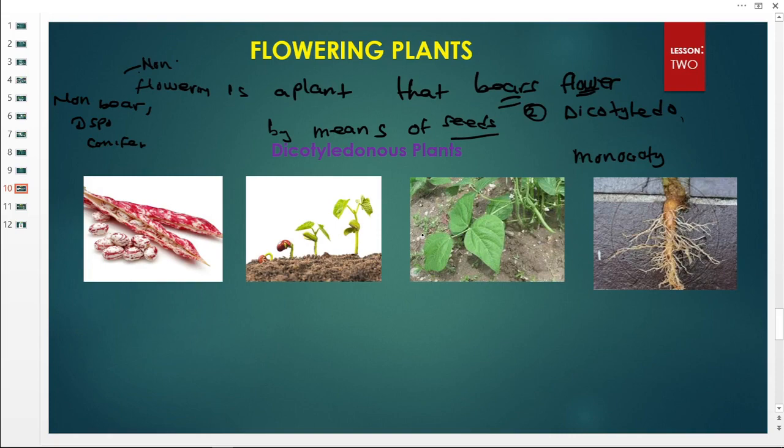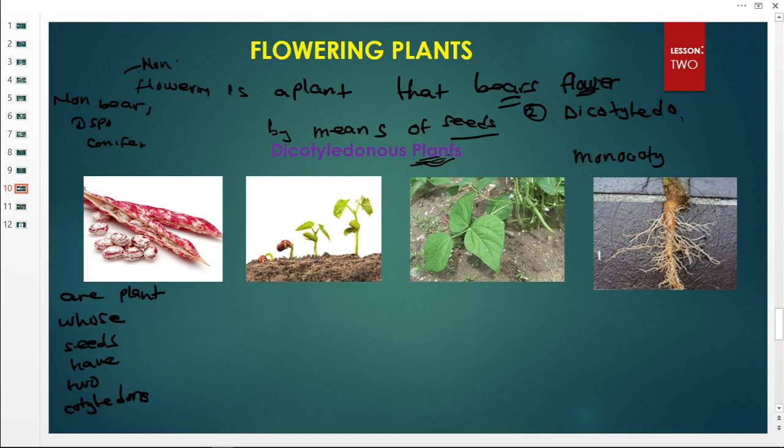So what are they? We have two confusing terms: dicotyledonous plants as well as dicotyledonous seeds. In this lesson we are discussing what we call dicotyledonous plants. What do you understand by the term dicotyledonous plant? Dicotyledonous plants are plants whose seeds have two cotyledons.